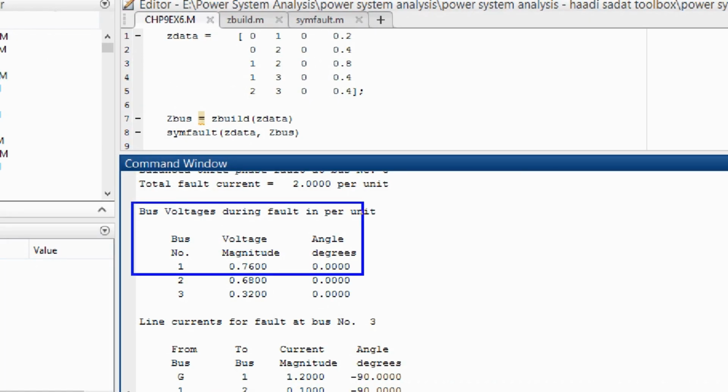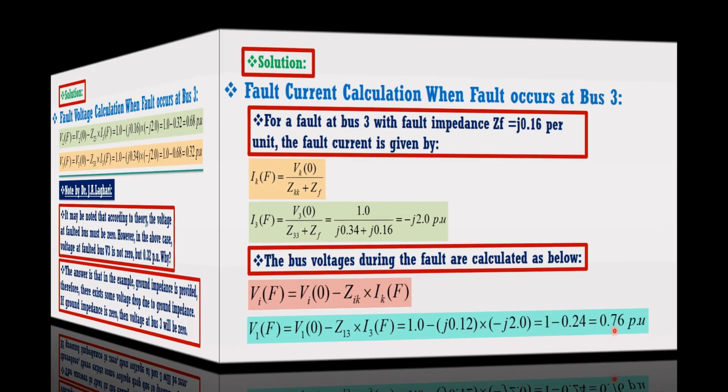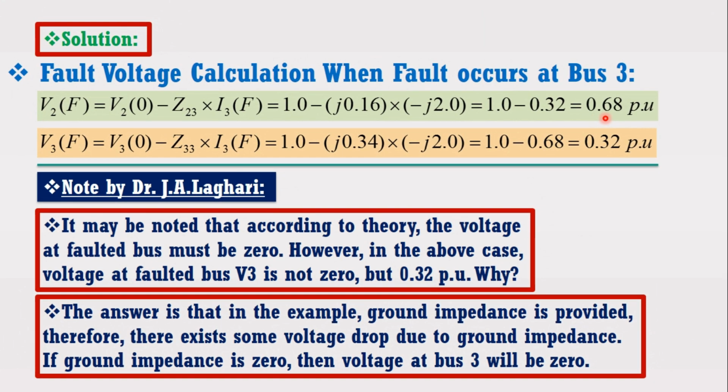Similarly, compare the bus voltages answer with the answer obtained in the example. You can see all answers are correct. Friends, it may be noted that according to theory, the voltage at the faulted bus must be 0. However, in this example, it can be observed that the voltage of the faulted bus V3 is not 0, but it has the magnitude of 0.3 per unit.